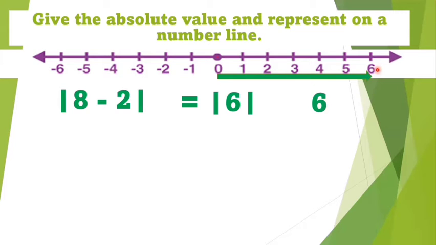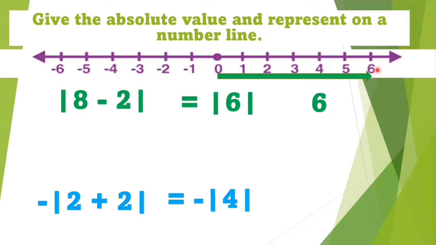Next, we have another example. We have the negative absolute value of 2 plus 2. So, we first need to add. The 2 plus 2, we know that it is 4. Since we have a negative outside of our absolute value sign, you're just going to copy that sign, and let us represent it on a number line.